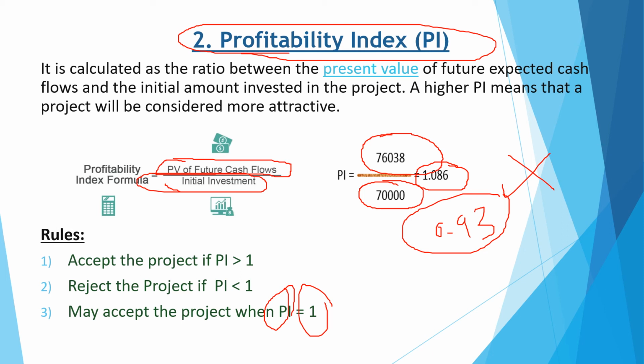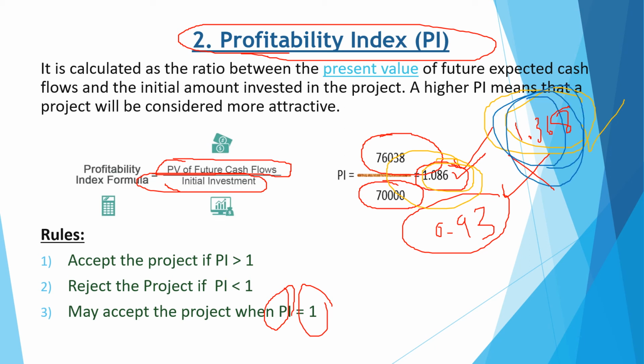Again, we go for this example. We see now that this project is 1.086. Suppose we have another project and the result is 1.368. So according to you, should we select this project or this project? We know the higher the profitability index, the higher the profit of the organization. So definitely we will select this one.